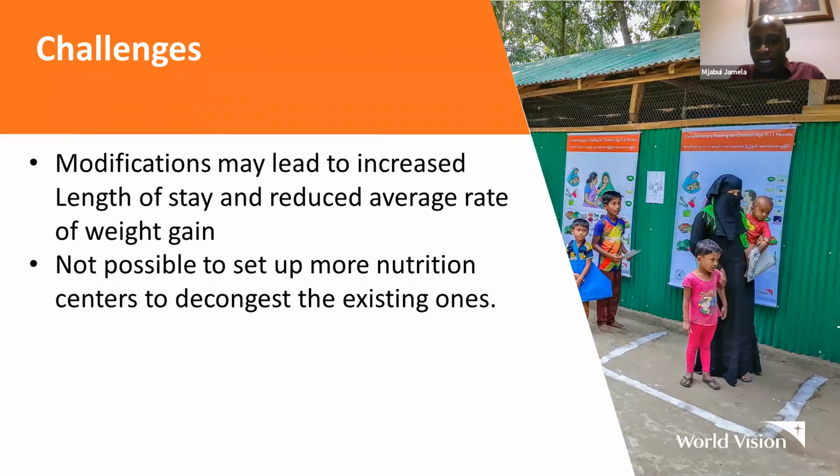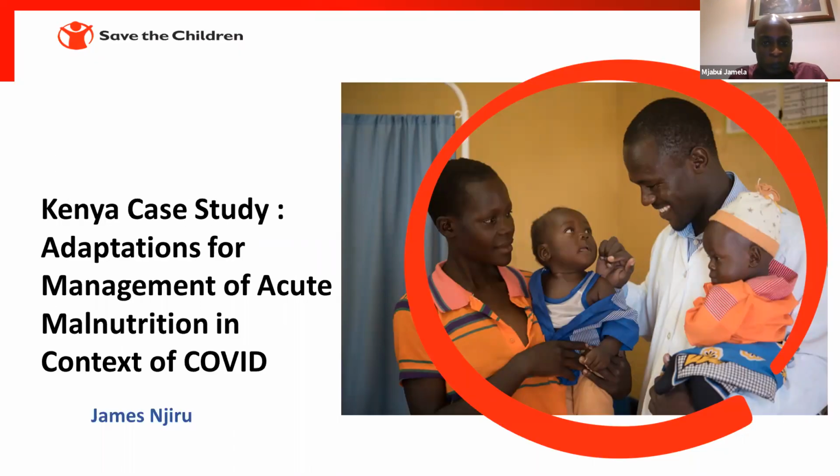And then also, we had come up with an idea to say, in order to promote social distancing, let us have nutrition centers and sub-centers which are going to help us decongest. But it is very difficult because of space and also because of staffing limitations, especially given the context of the shrinking humanitarian access. So those are the challenges that we faced. Next slide, please. Oh, thank you. That was my last slide. Thank you.